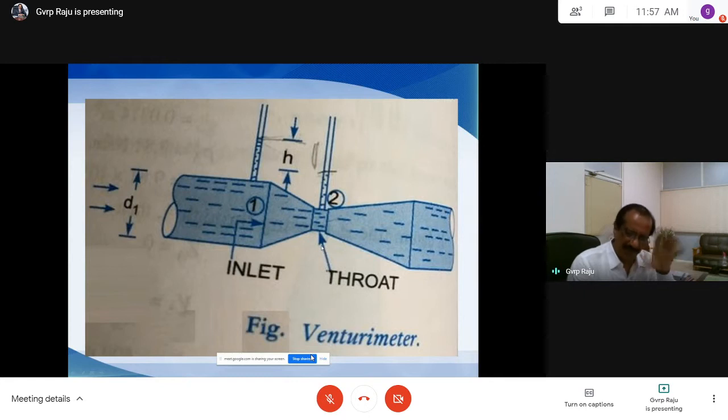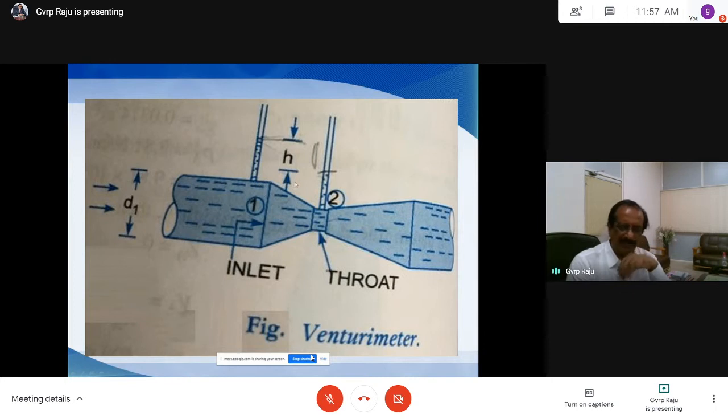To balance the equation, we have Bernoulli's equation P1 by W plus V1 square by 2g, Z1 and Z2 are equal and can cancel, which is equal to P2 by W plus V2 square by 2g. As V2 is more than V1, the P1 should be more than P2 to satisfy Bernoulli's equation. In other words, the cross-section area A1 is more than A2, the velocity V1 is less than V2, and the pressure P1 is more than P2. So that is the concept here.